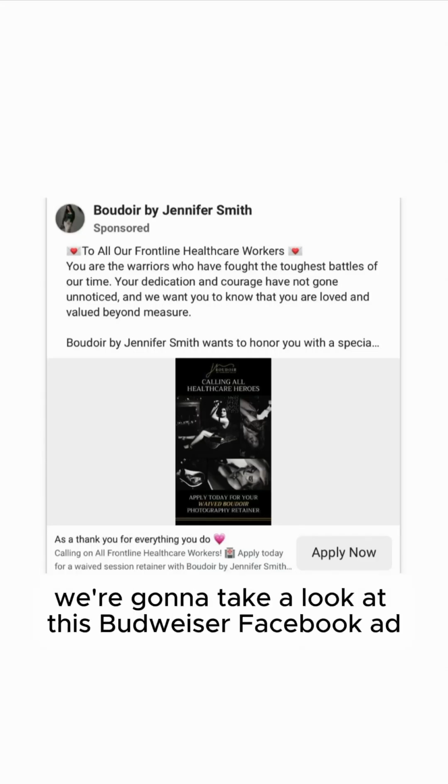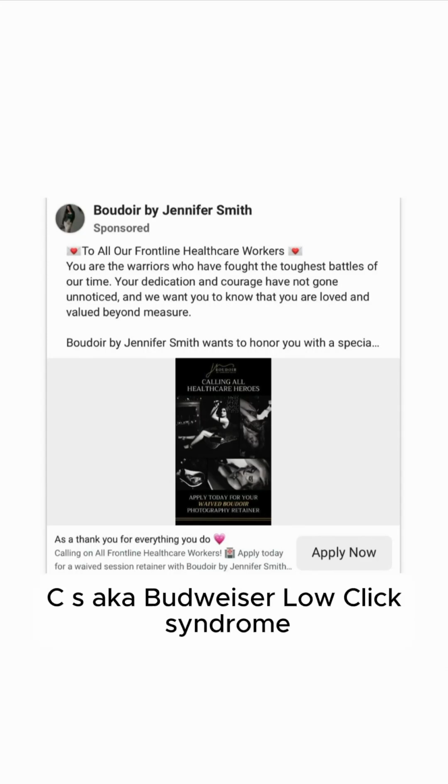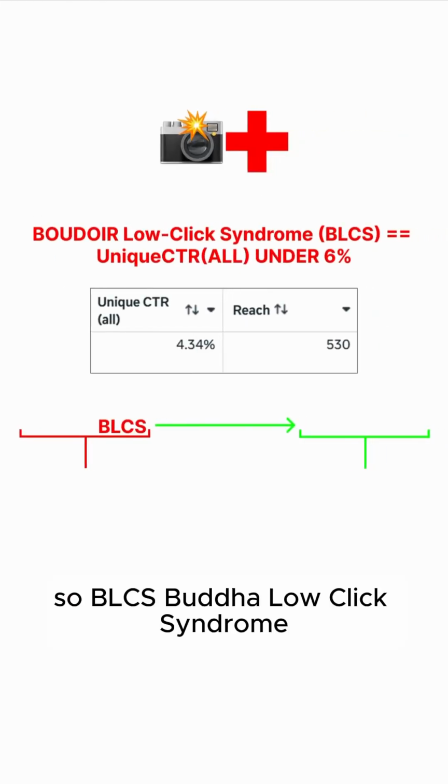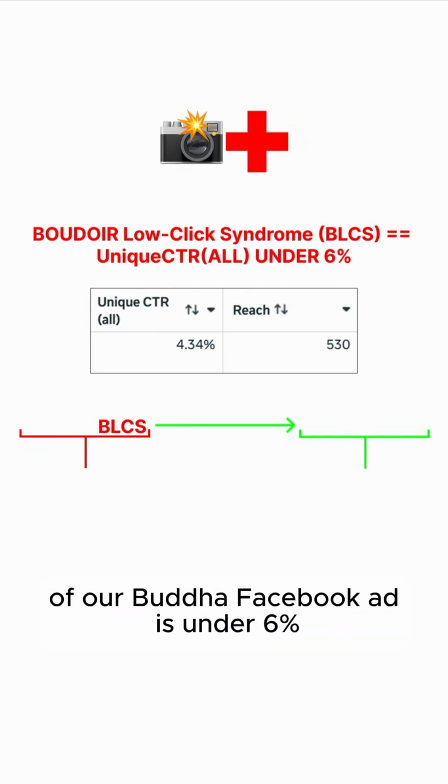All right, y'all, we're going to take a look at this Boudoir Facebook ad, see if we believe it has BLCS, aka Boudoir low click syndrome. So BLCS, Boudoir low click syndrome, is when the unique CTR of our Boudoir Facebook ad is under 6%.